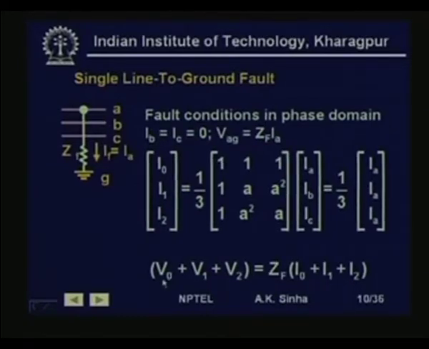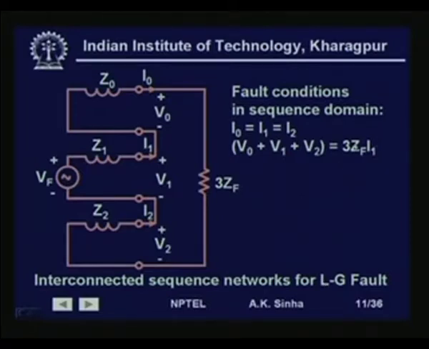So, we have these two relationships: the sequence currents at the fault point I0, I1, I2 all are equal to 1 by 3 IA, and the voltage relationship V0 plus V1 plus V2 is equal to ZF into I0 plus I1 plus I2. So, here we get 3 times ZF into I1. So, V0 plus V1 plus V2 is equal to 3 times ZF into I1.